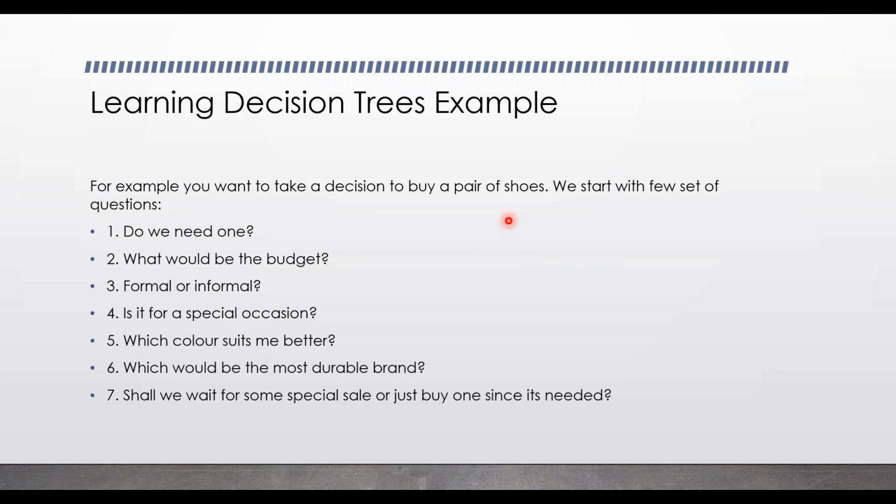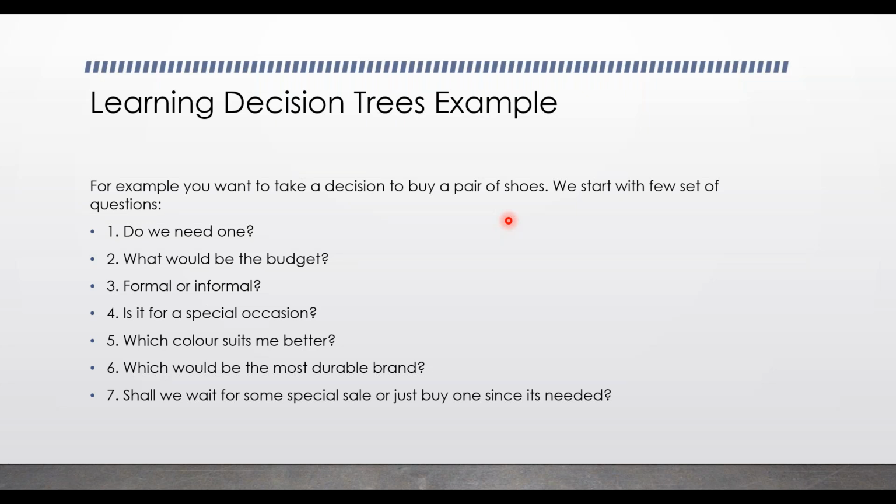For example, the first one is, do we need one? If the answer is no, I don't need one, still I will buy. You might not. The second would be, what would be the budget? When it comes to a pair of shoes, sometimes you might set up a budget. A person like me would never set a budget, no budget. Whether you want formal or informal, okay, that's a real problem here. Whether you want formal shoes or informal shoes.